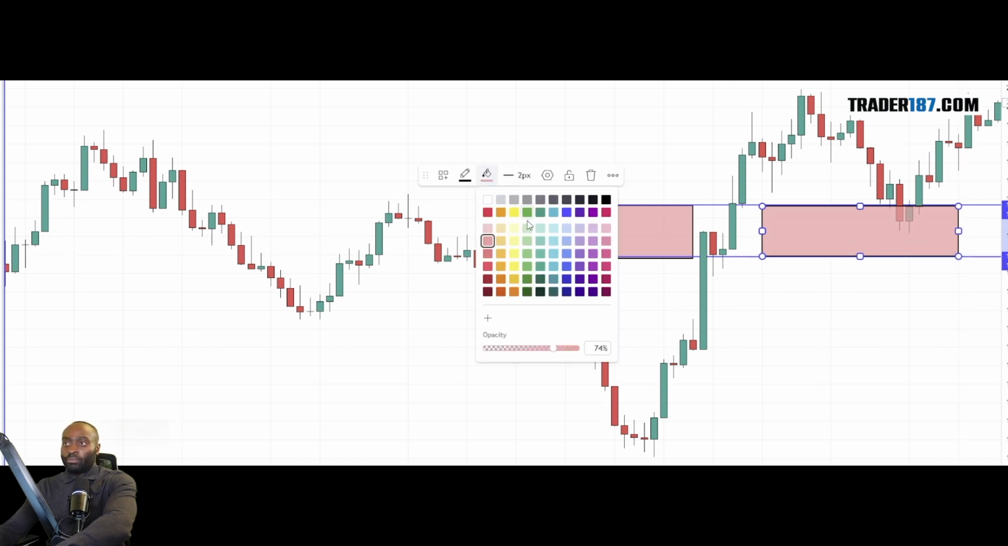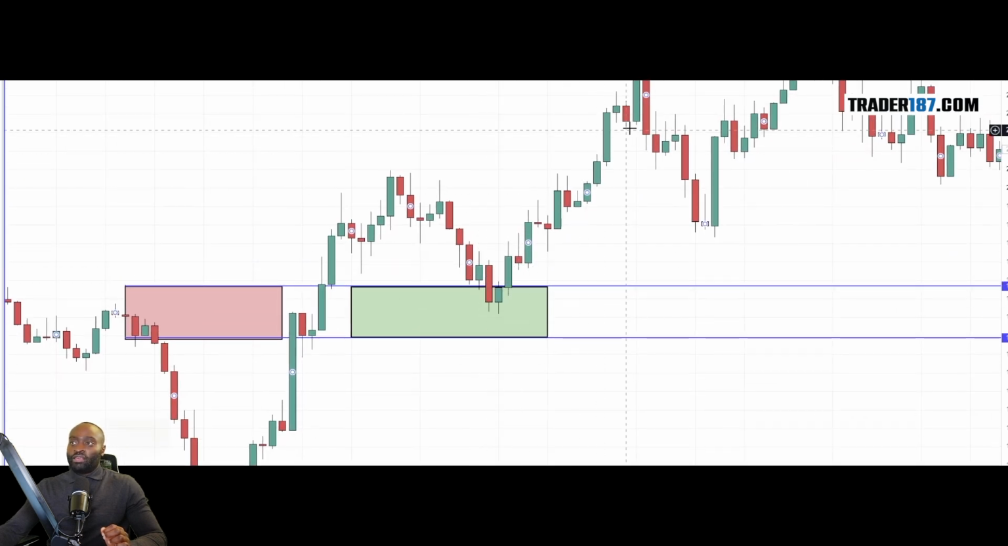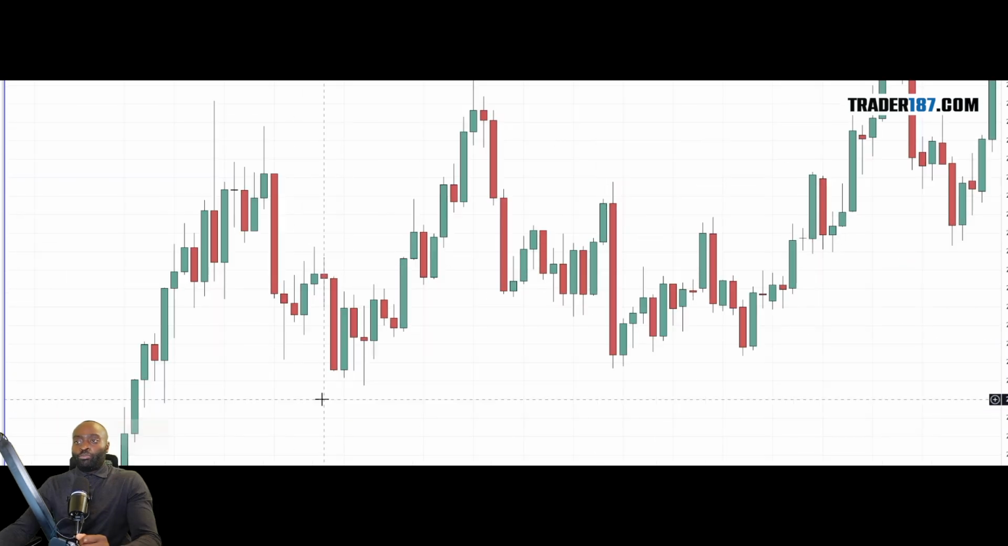So now I'll change the color and make it green. So this was previously our level of resistance. Price stayed around until the price eventually broke, and then price retraced and found the level of support within our area of resistance. So what was once resistance becomes support. This happens a lot, and as you can see, the trade went off in our favor and you would have made profit.